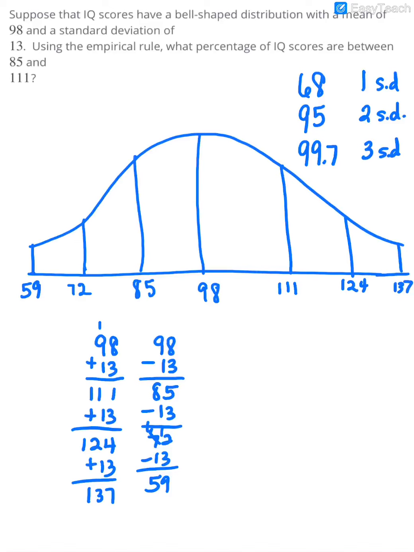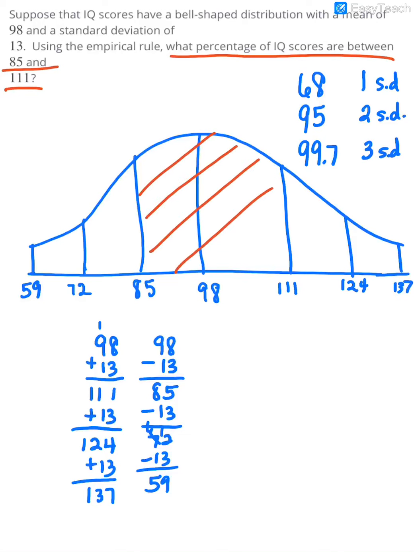Now, they don't ask you to do all that for every problem. So let's look at what they actually did ask us to do here. They wanted to know what percentage of the scores are between 85 and 111. So you have to figure out, well, how many standard deviations are we looking at between 85 and 111? And in that case, you're only looking at one standard deviation, so you would say that it is 68% of the data.